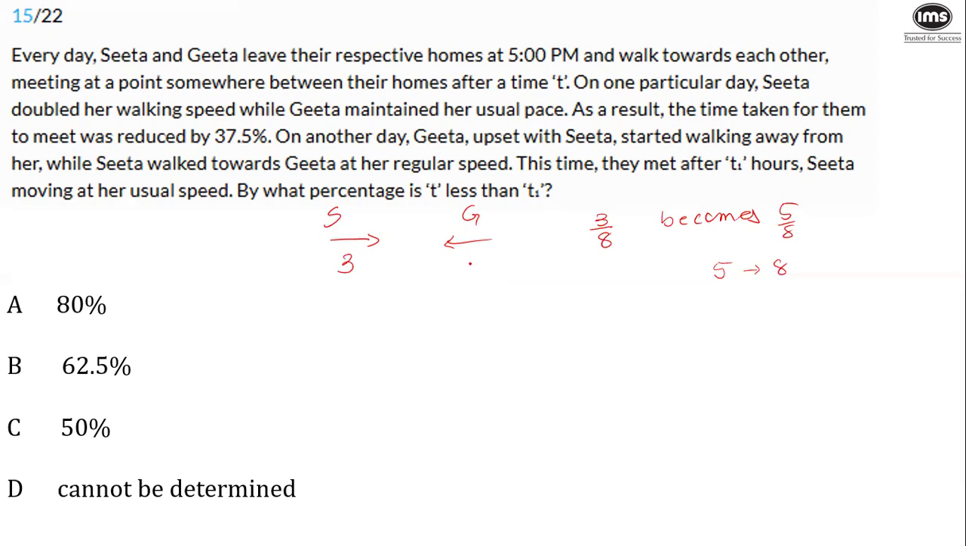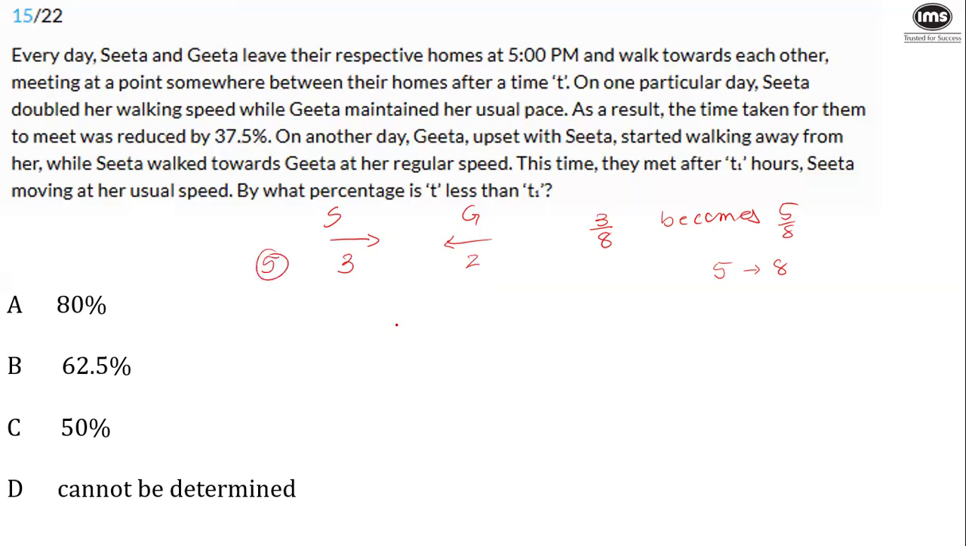Now 3 plus something is 5. So Geeta should be 2. We can verify, 3 plus 2 is 5. If Sita doubles the speed, it becomes 6 and 2. And the total becomes 8. Correct. So we can see that the speed has changed from 5 to 8. So when they are walking towards each other, the relative speed is 5.